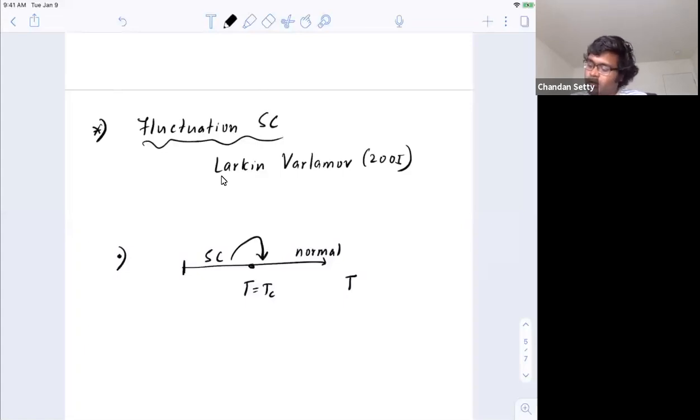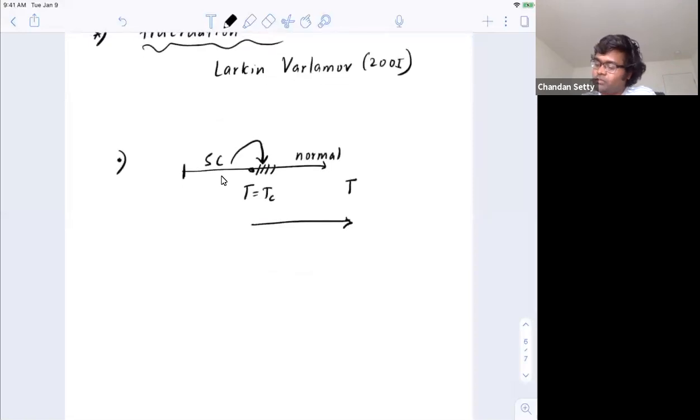Or in other words, there could be a small region in temperature over which, even though you're in the normal state, some of the properties of the superconductor can be inherited. Now, in fact, it may also happen that the fluctuation effects are seen not just close to TC, but even at temperatures that are much farther away from TC. Now, what does that mean in terms of experiments? What that means is you have several variables, for example, the density of states.